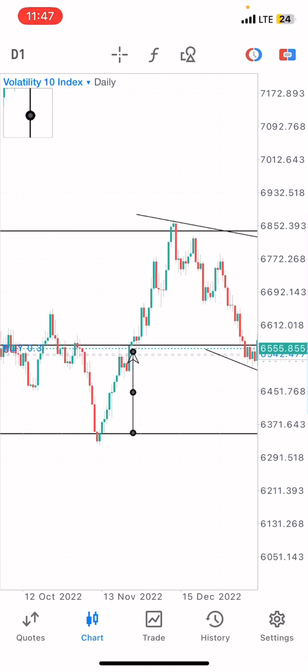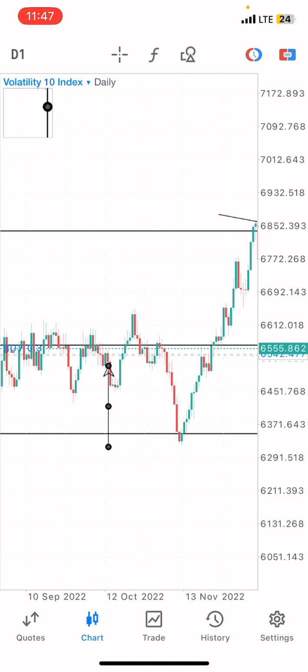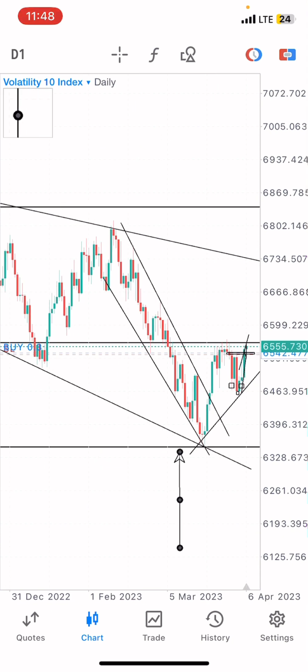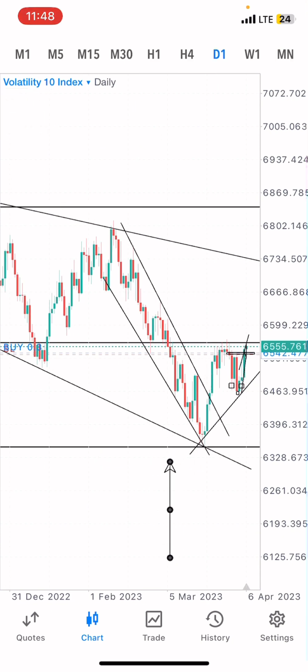You can see the same thing here, reacted here at this point, reacted here. This level has always been a strong level on the daily time frame. So we identified it, and we head down to the forward time frame.